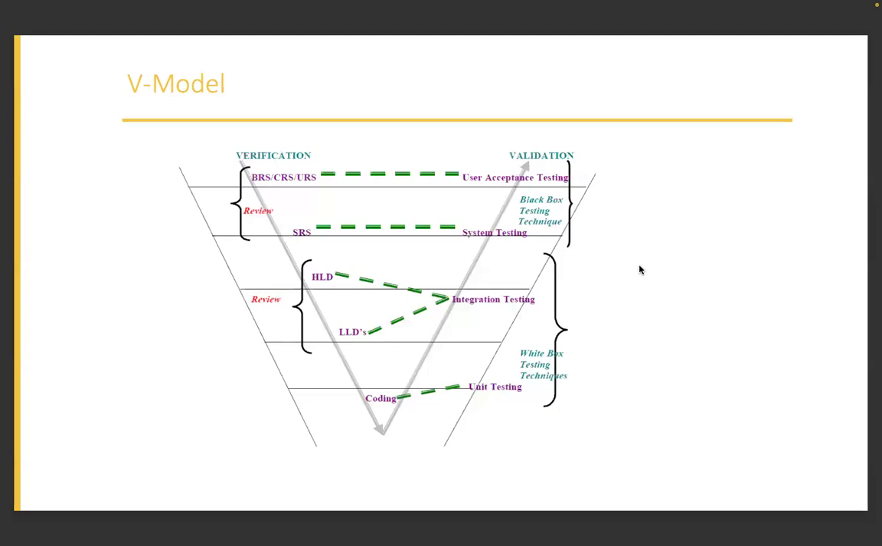So in the V model, you can see on the left-hand side where verification is written, all the documentation-related stuff is done under the verification part. And where validation is written, all the testing-related things, or let's say all the types of testing, are done under the validation phase. Okay. Now try to understand what exactly we are doing over here.